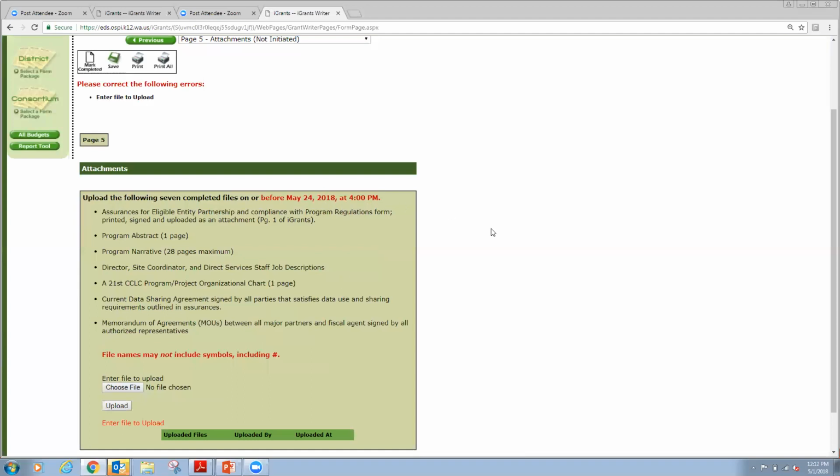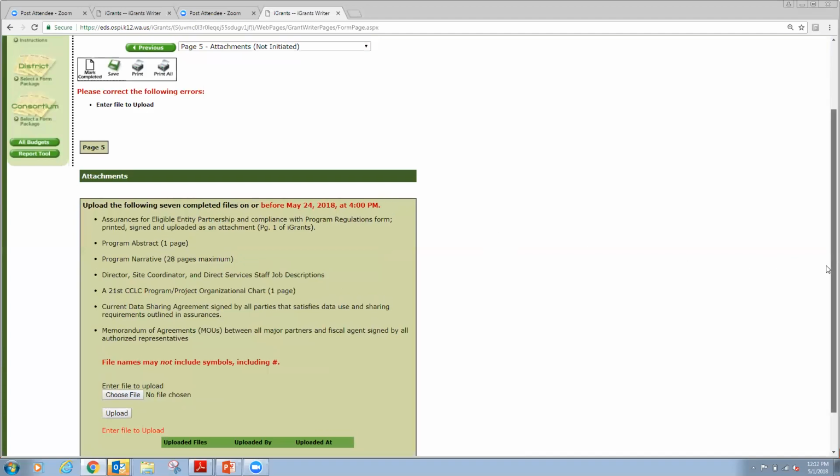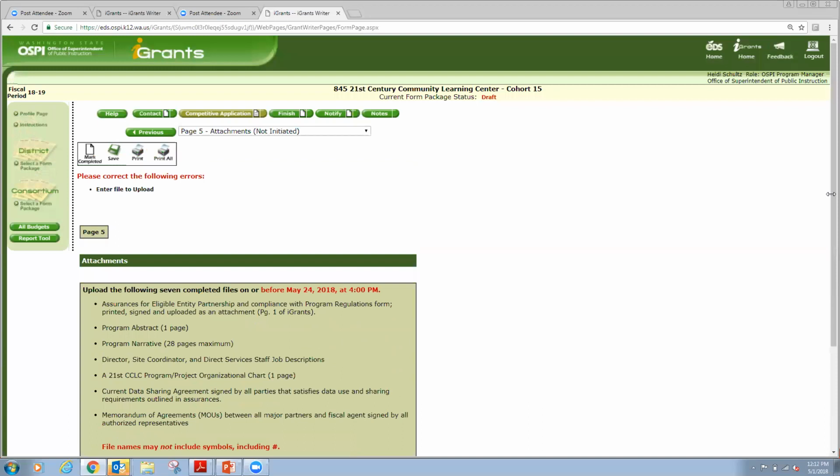p.m. because the system actually closes and it will not allow you to submit anything else because it's a competitive competition. It has to be set up like that to actually close down. Yeah, the system actually shuts down. It won't allow you to get in at 4. So those are the iGrants pages.